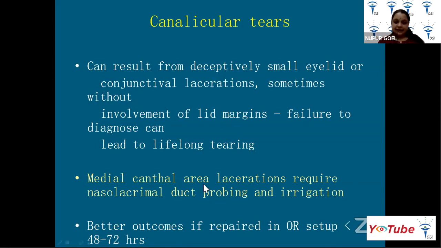The medial canthal area lacerations require nasolacrimal duct probing and irrigation to confirm if there is any sort of canalicular tear. And it has better outcomes if it is repaired in the OR setup in less than 48 to 72 hours.